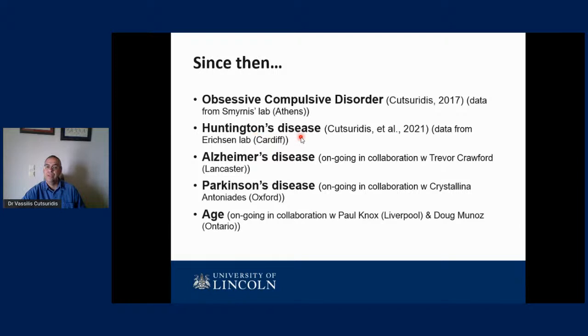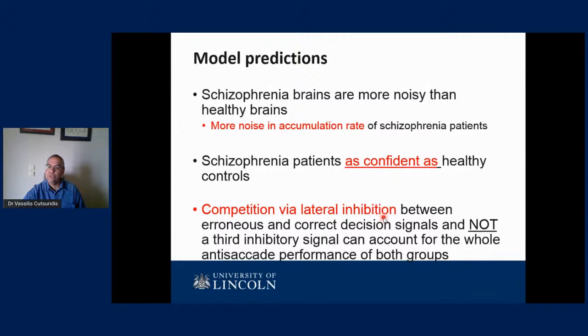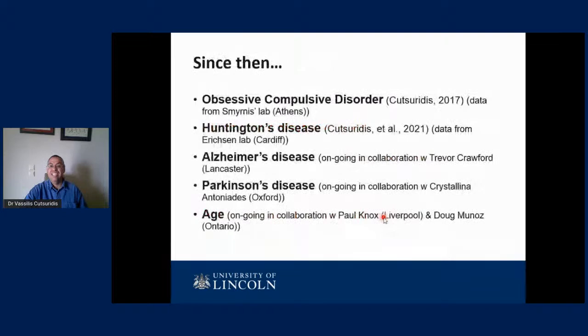Recently, via collaboration with Cardiff University, we modeled the anti-saccade performance in Huntington disease. And there we showed that Huntington patients, particularly the ones that haven't really manifested the symptoms of the disease, the notion of competition between two decision signals, as opposed to having a third one to inhibit the errors, is still valid in early Huntington disease, and it was published a couple of months ago. And now I have ongoing collaborations with people from Lancaster modeling Alzheimer's disease, Parkinson's disease, and how age might affect healthy controls over time, obviously. And this is a collaboration with Liverpool and some guy from Canada.